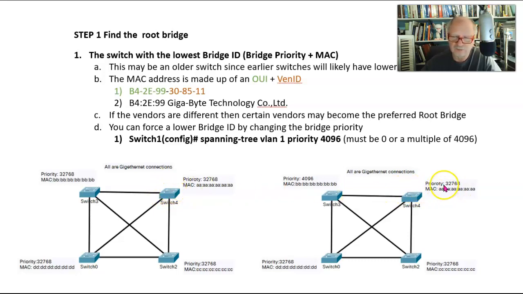So over here, what's the root bridge? Well, here you see I've got different priorities, 32768, except this switch up here, switch 3, has a priority of 4096. So even though the MAC address is higher on this one than it is over here on switch 4, switch 3 in this case would become the root bridge.